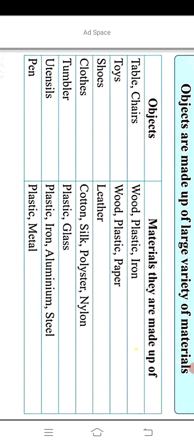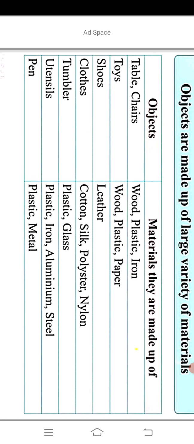Similarly, toys are made up of wood, sometimes plastic, paper is also used for the making of toys. Shoes, leather is used for the formation of shoes. But nowadays, plastic is also used in the formation of shoes. Clothes, cotton, silk, polyester, nylon, all can be used for making clothes.